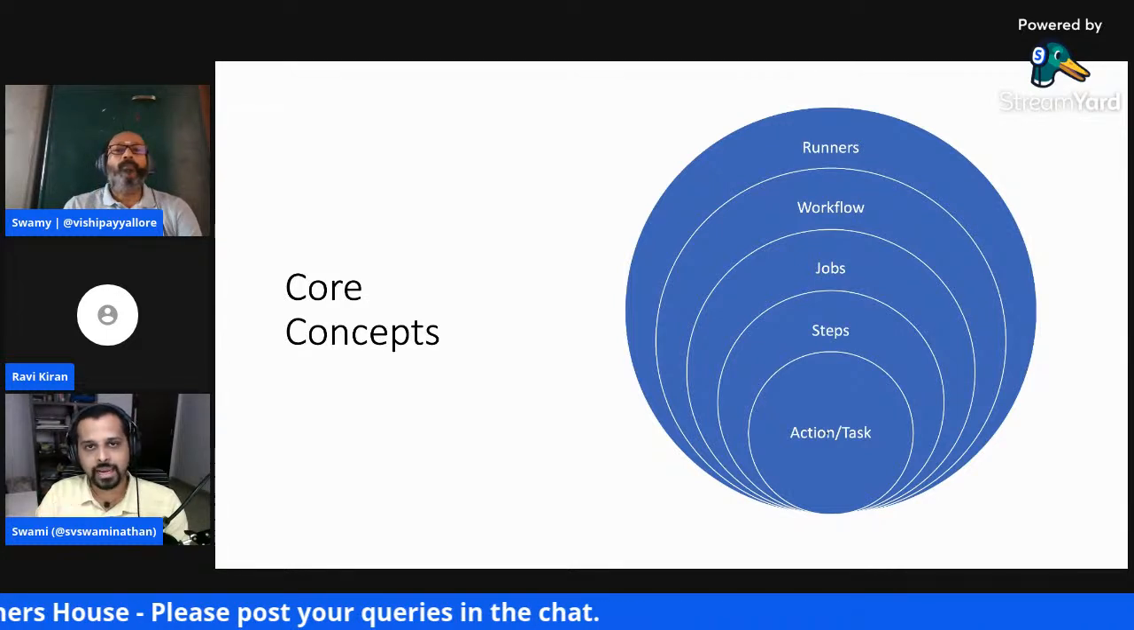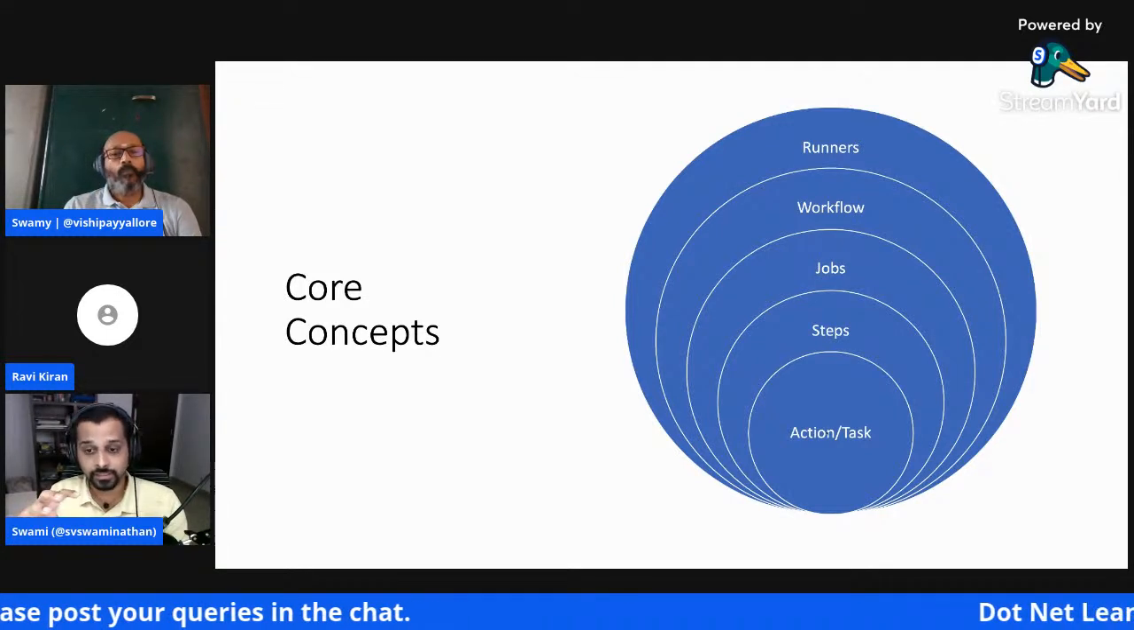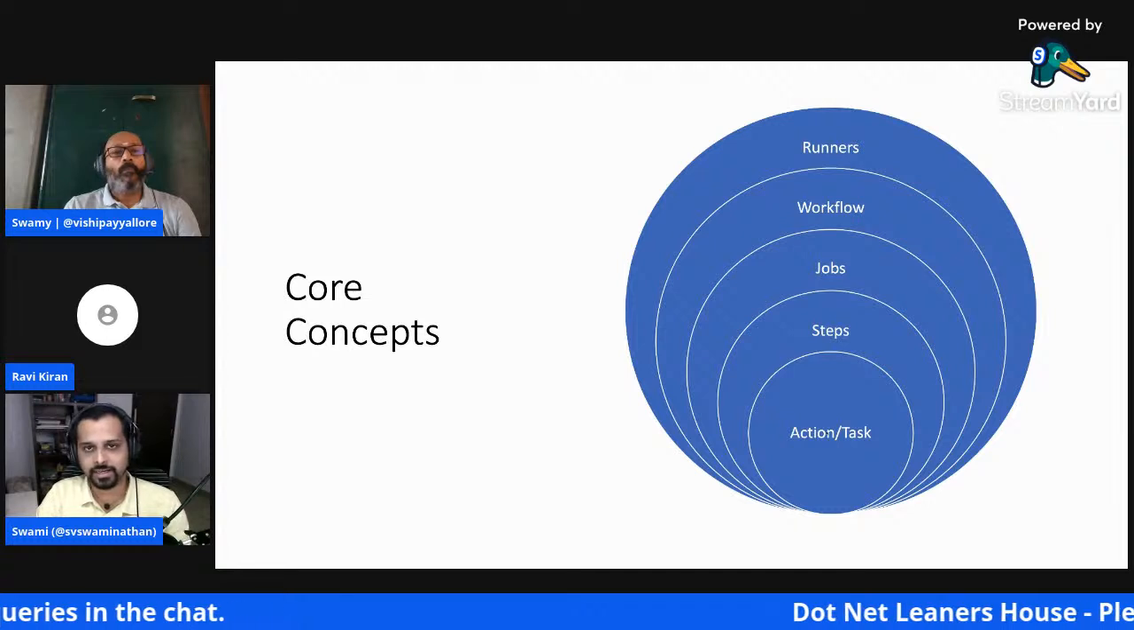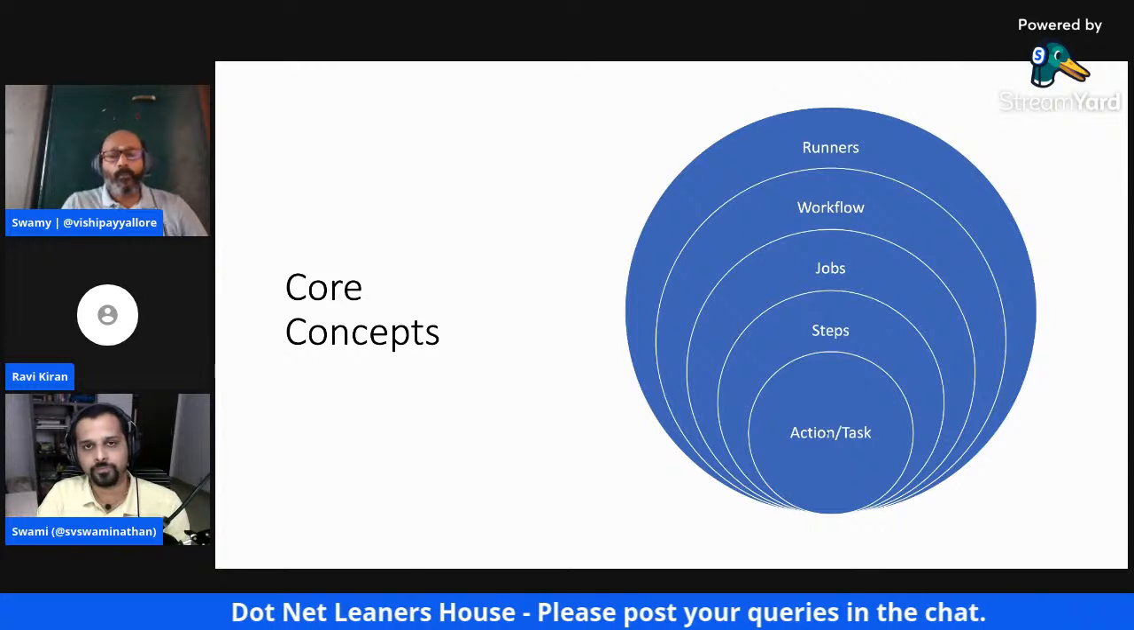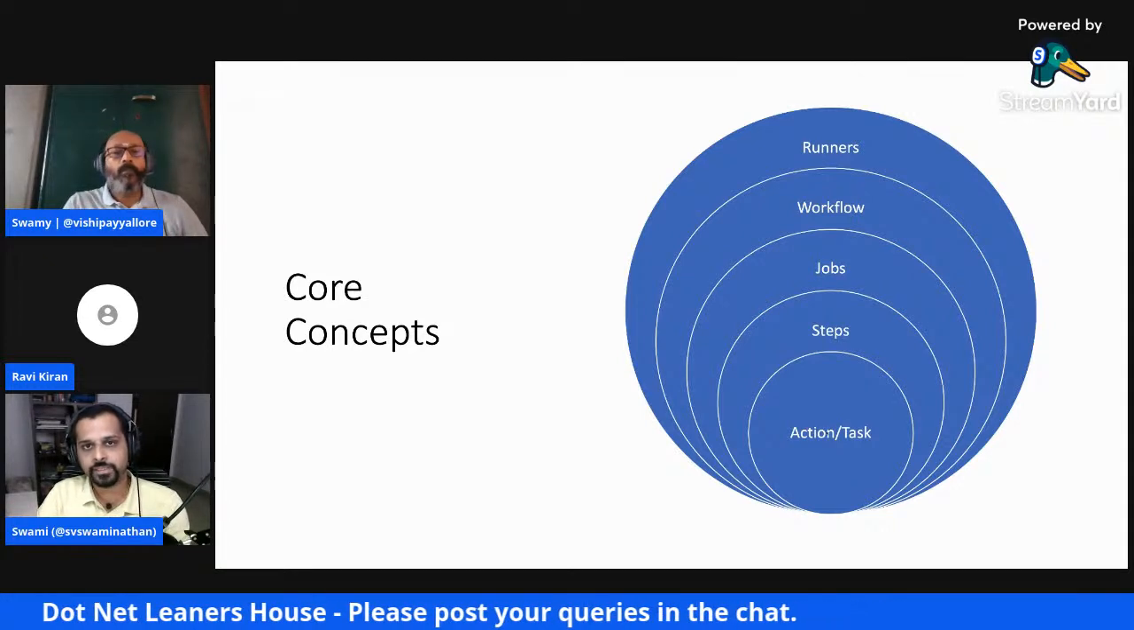And all of these actions comprise a step. Right? Sorry, actions and tasks are interchangeable. Those are the smallest unit. And then all of these actions comprise a step. Let's say a group of actions is called a step. And a group of these steps is called a job.